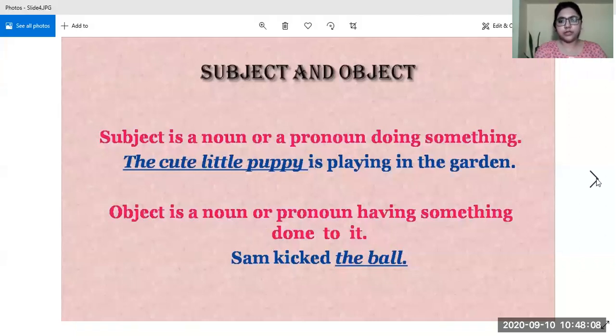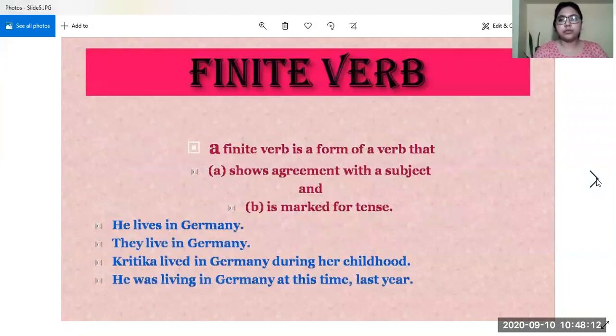All right. Now comes the concept of finite verb. What is a finite verb? See, verbs are of two types, finite and non-finite. Non-finite verbs we'll be doing later. The concept of finite verb is that a finite verb is a form of verb that shows agreement with the subject. Now, what does this mean?